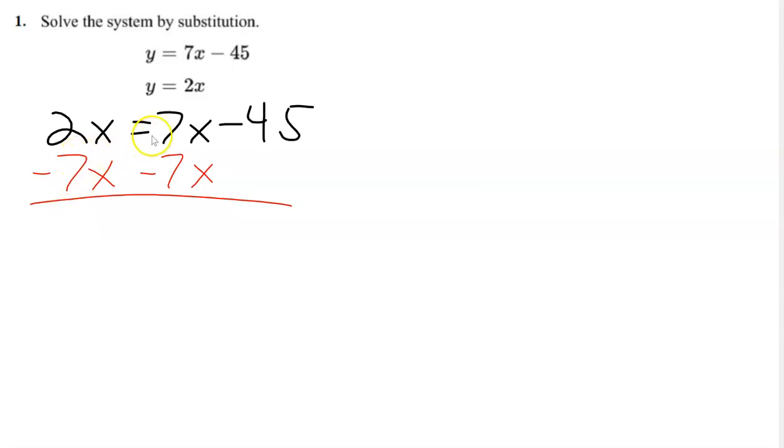Okay, once I subtract 7x on both sides, this 7x right here cancels. It goes away. And that's going to leave 2 minus 7x. That's going to leave me with negative 5x, different signs, find the difference. Over here on the right, I'm just going to drop down this negative 45.